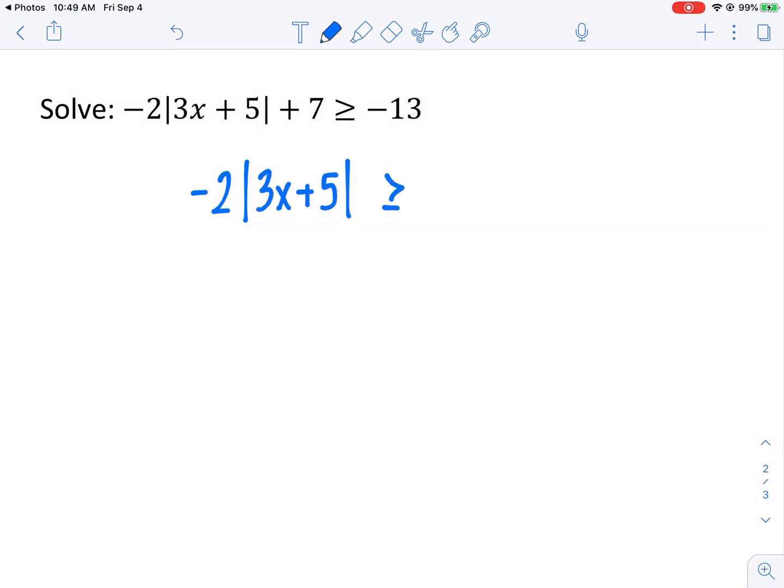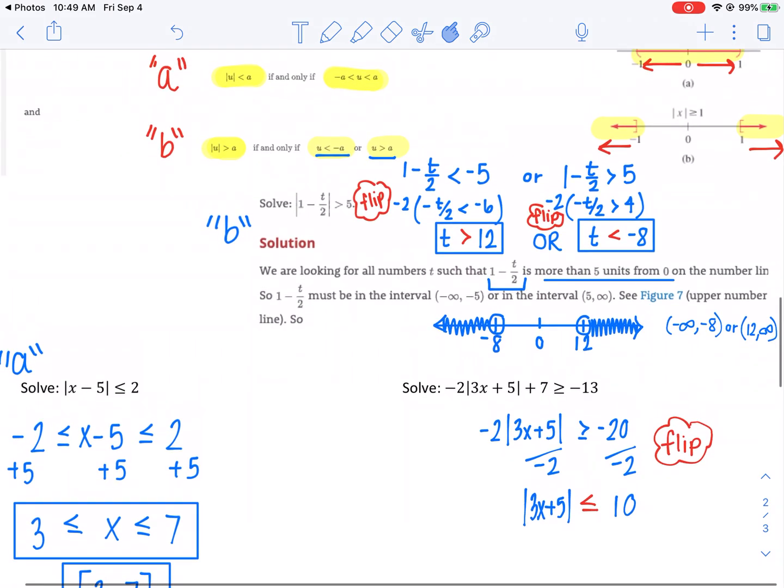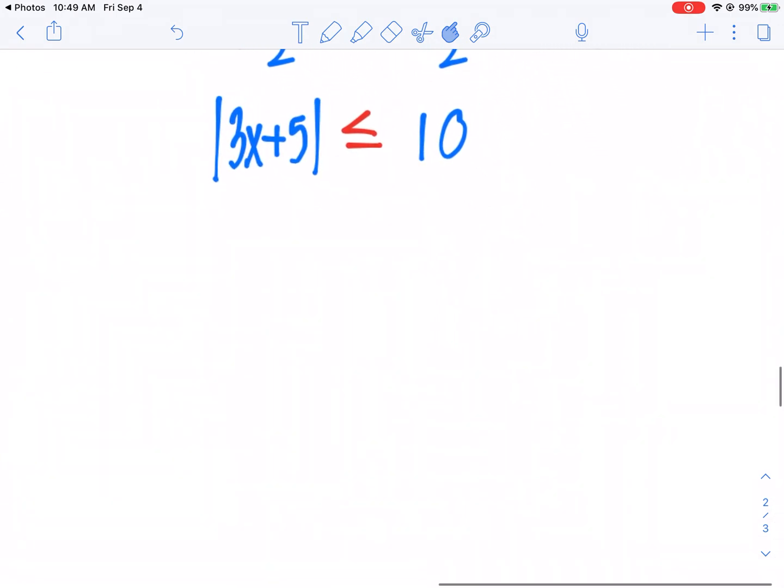I'm going to move that 7 over to the other side. Because I subtract, I don't flip. It doesn't matter if you add or subtract a negative, it's when you multiply or divide, which is like this step right here. So make sure you flip that sign. So I'm left with absolute value of 3x plus 5 less than or equal to 10. Notice this would be an A situation where the absolute value is less than or equal to a value. So I'm going to have that inequality, and it's going to be a shading in between. That's a way for me to check as I go as well.